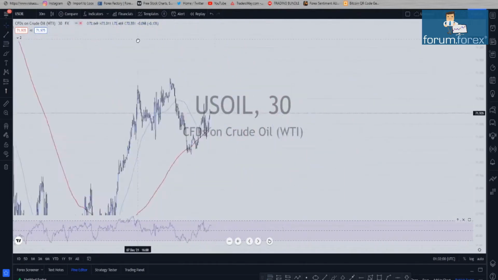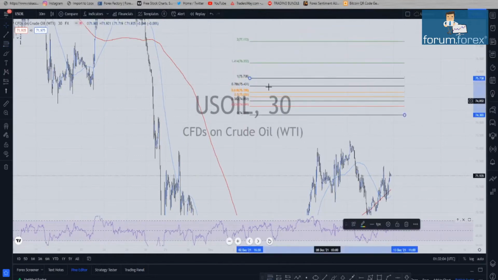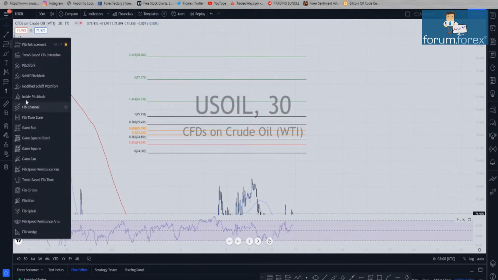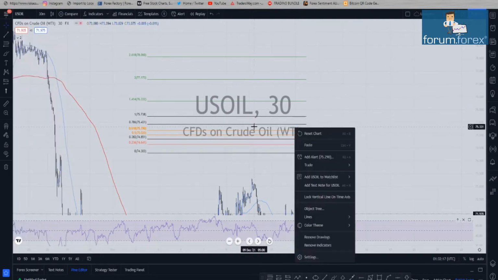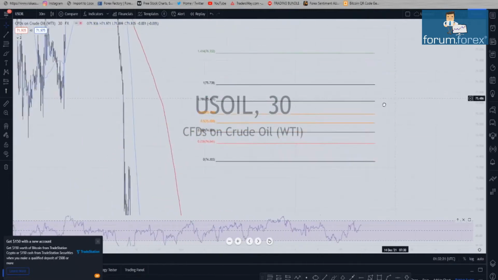So the Fibonacci retracement. This is the fib, as you already know. That's a Fibonacci retracement, and there are other ways of using the Fibonacci, like the channel, time zone, the Gann fan, there's a lot. I just use a simple basic retracement. It will look something like this, as you can see.